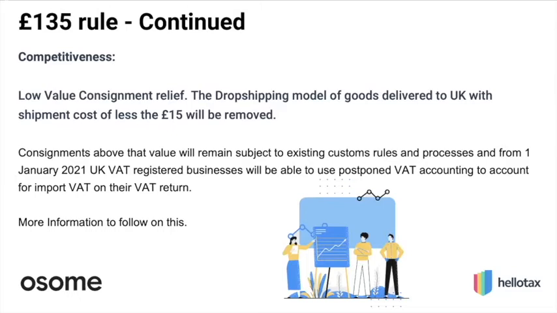Another new rule that they've introduced, but we need more information on it. What they're saying is that if your consignments are more than £135 and you're bringing the goods into the UK, rather than paying the import VAT on the spot, you will be allowed to apply for postponed VAT accounting. What that means is that you account for the VAT on your VAT returns rather than paying it on the spot. So this will help you a bit more on your cash flow when you're bringing in the consignment into the UK. So those are the two things that the UK government is trying to achieve: effectiveness of collecting the VAT and competitiveness.